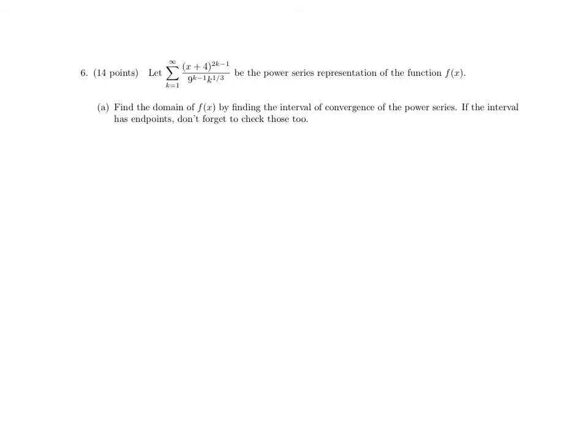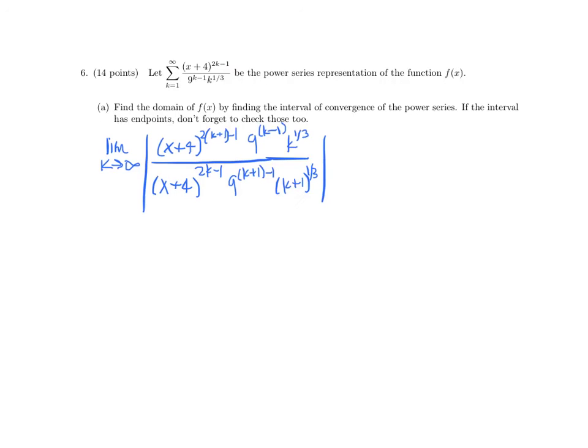Well, we want to take the limit of the k plus 1th term over the kth term as k goes to infinity, and we want that limit to be less than 1. That's going to tell us our radius of convergence through the algebra that follows. There's a lot of algebraic simplification that has to happen.